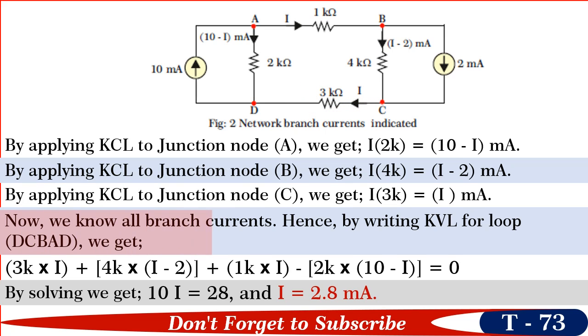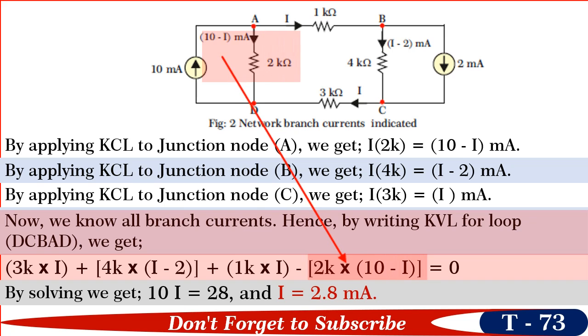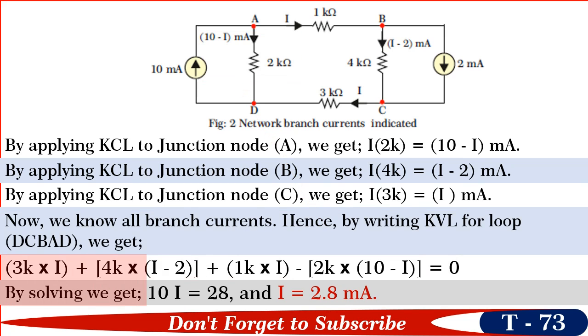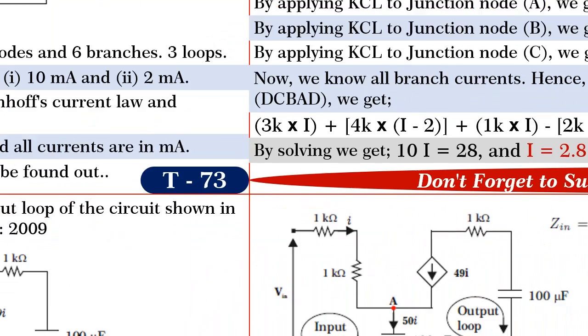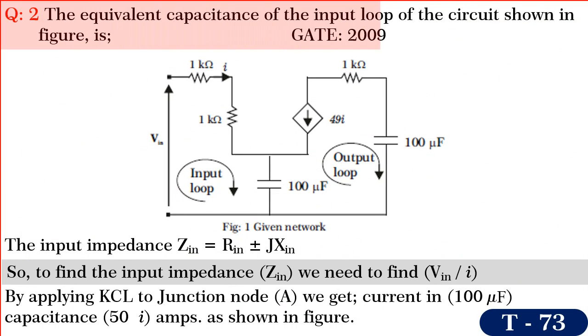Now, by writing KVL for the loop DCBAD, we get 3K into I plus 4K into (I minus 2) plus 1K into I minus 2K into (10 minus I) is equal to 0. By solving this simple equation, we get 10I is equal to 28 and I is equal to 2.8 milliamperes. Hope you understood it. Friends, next we shall solve a question of GATE 2009.